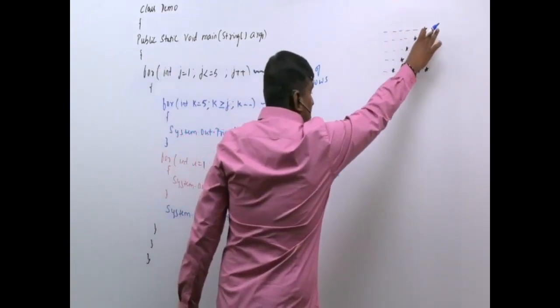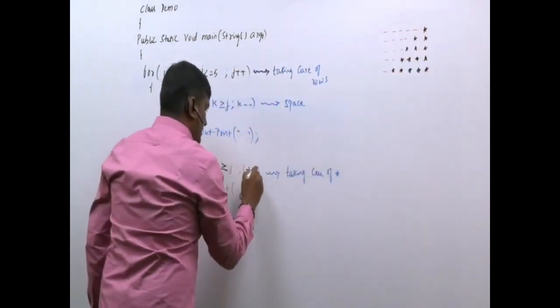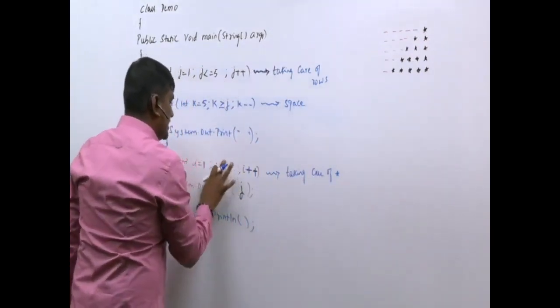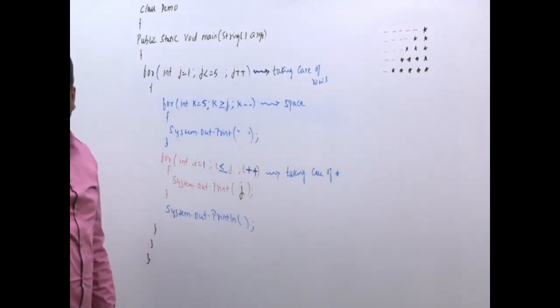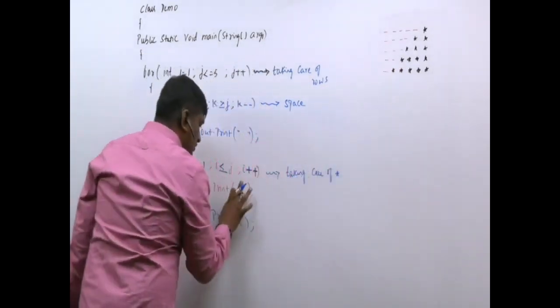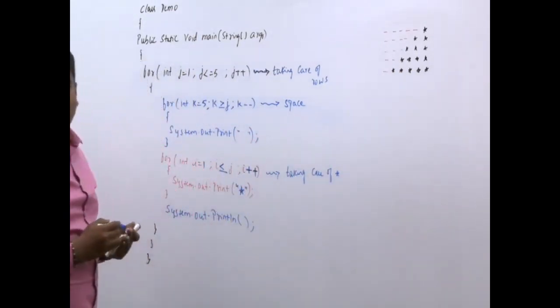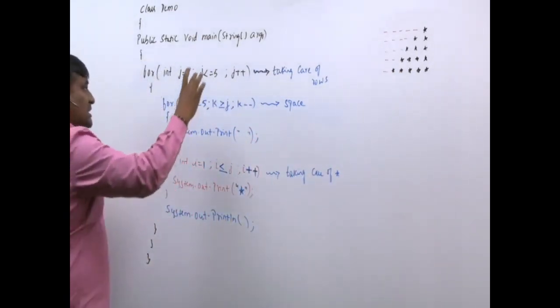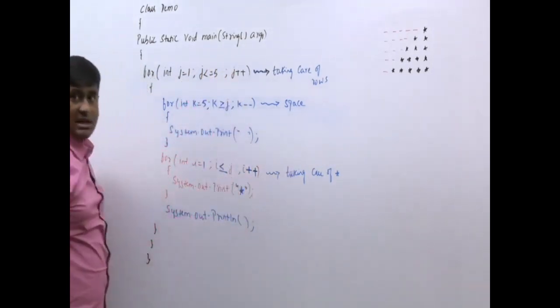When I come down, stars are increasing. Yes, 1 star, 2 star, 3 star. Hence I plus plus. Plus plus means you should say less than or equal to, compare with what? J. And now since I want to print the star, here you should not write J, rather you should write what? Star. Am I completely clear? So this is taking care of rows, this is taking care of space, and this is taking care of what? Star.